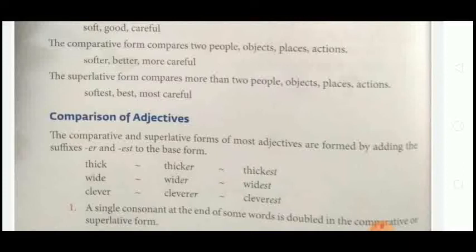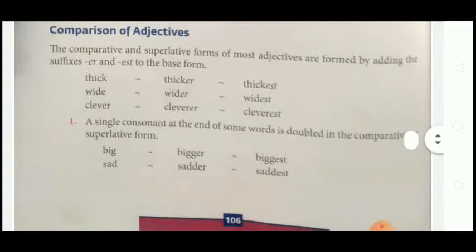Okay, so by adding the suffixes er and est to the base form of a word, it becomes comparative and superlative. Okay: wide, wider, widest; clever, cleverer, cleverest.